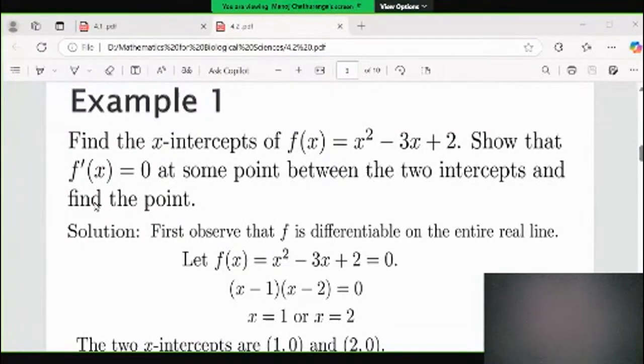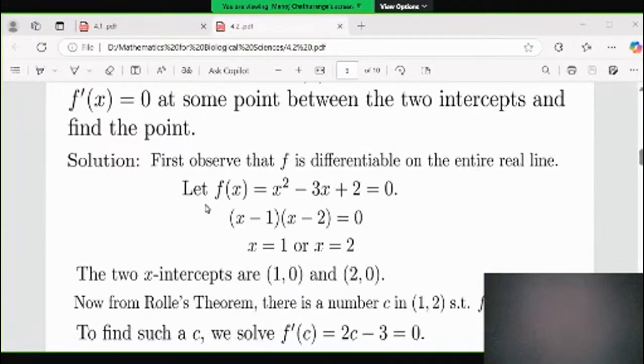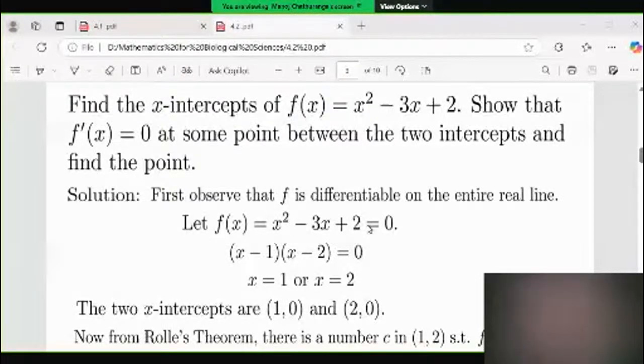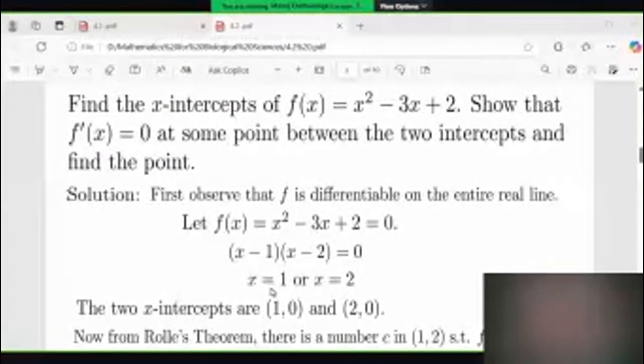and find that point. So let's take the equation x squared minus 3x plus 2 and make it equal to 0. And very clearly it has two factors, x minus 1 and x minus 2. When x equals 1 or when x equals 2, it meets the x-axis. So when it meets the x-axis, the y coordinate is 0. So the function values at both 1 and 2 are equal, and equal to 0.